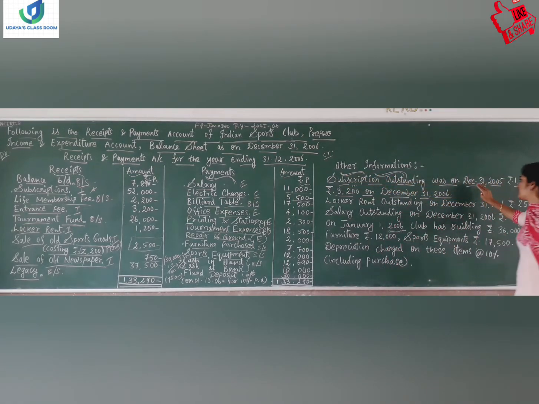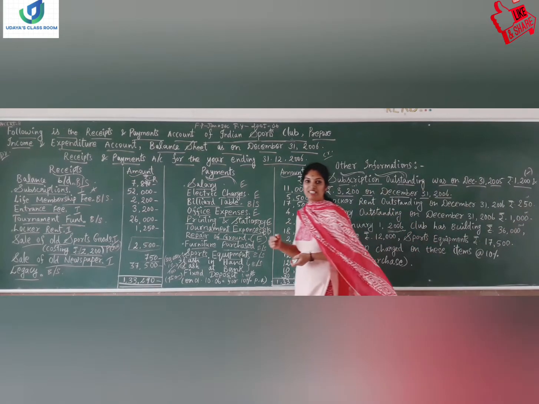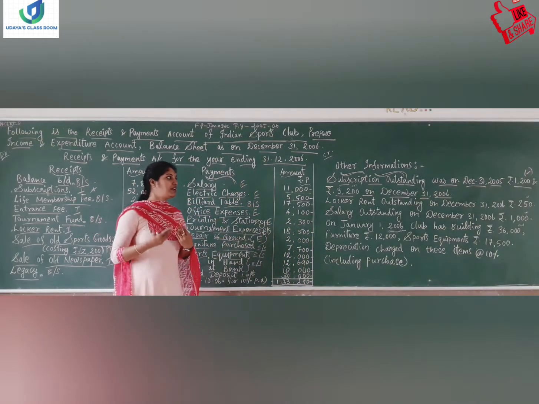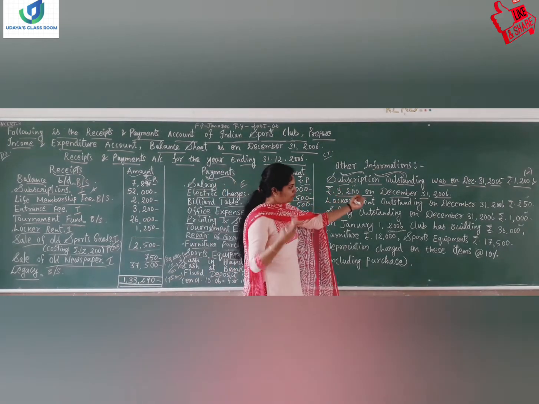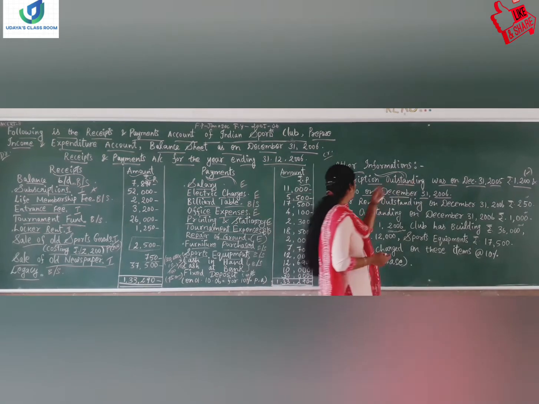Which means the subscription outstanding was on December 31st, 2005, means this subscription outstanding is for the previous year, that is the preceding year. So 1200 we should deduct. Always the previous year's outstanding, what we are supposed to receive, to be subtracted, because when we were working out the previous year's income and expenditure account itself, we would have added the particular year's outstanding. So when it comes to the next year, we have to deduct.